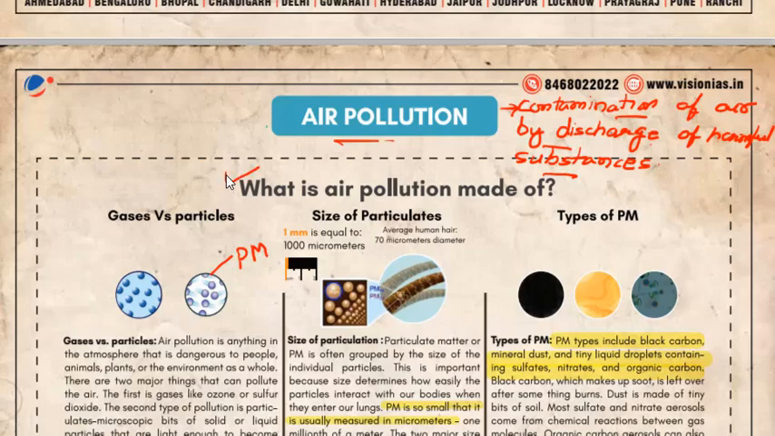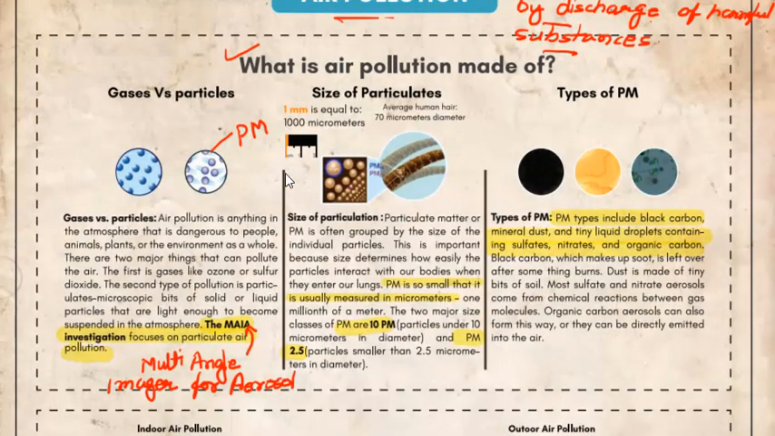Let's see what is given in the slide. It is given what air pollution is made up of. This is a discussion of gases versus particles. It is not required to study the whole slide; this is not a very important slide. The first topic is this, gases versus particles, a comparison between the gases and particles.